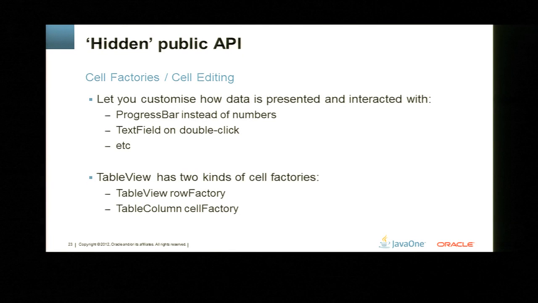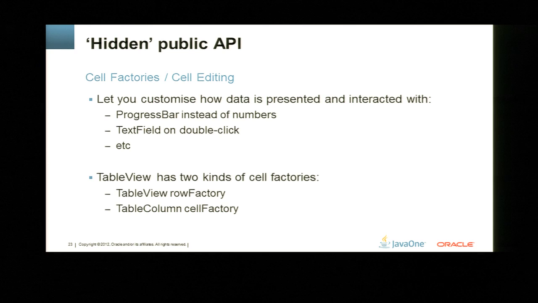So now that we've covered cell value factories, the next half is cell factories. And they let you customize the visual representation of the data. So some examples are showing a progress bar if you've got a download application between 0 and 100%, for example, or having a text field when the user double clicks on a cell, those kind of things. And there's two kinds of cell factory in the table view. There's the row factory on the table view, and there's a cell factory on the table column.